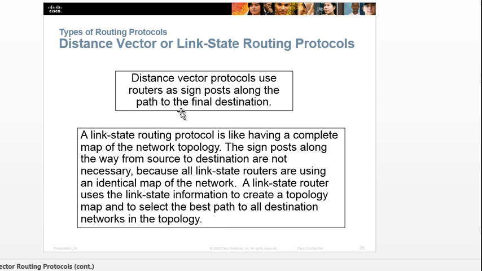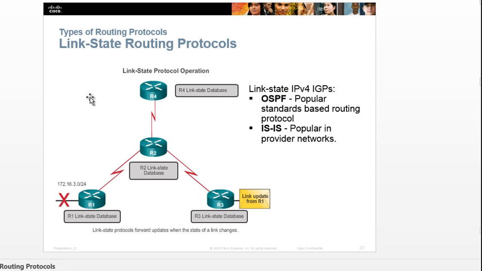So basically, distance vector protocols use routers as signposts along the path to the destination. These signposts point the way from the source to the destination, and they're not necessarily necessary if all the routers are using an identical map of the network. So again, there's where convergence comes into play.